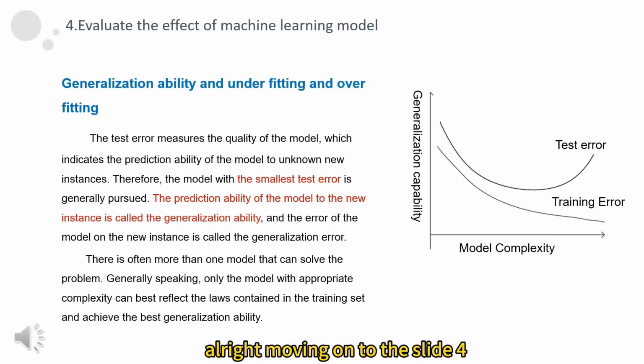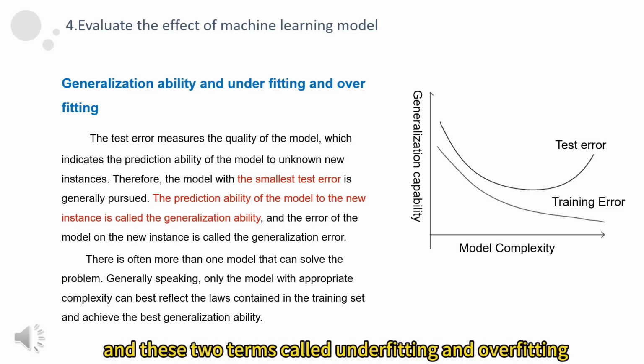Alright, moving on to slide 4. We're talking about evaluating our machine learning model here. We're going to look at a few things: generalization ability, and these two terms called underfitting and overfitting.